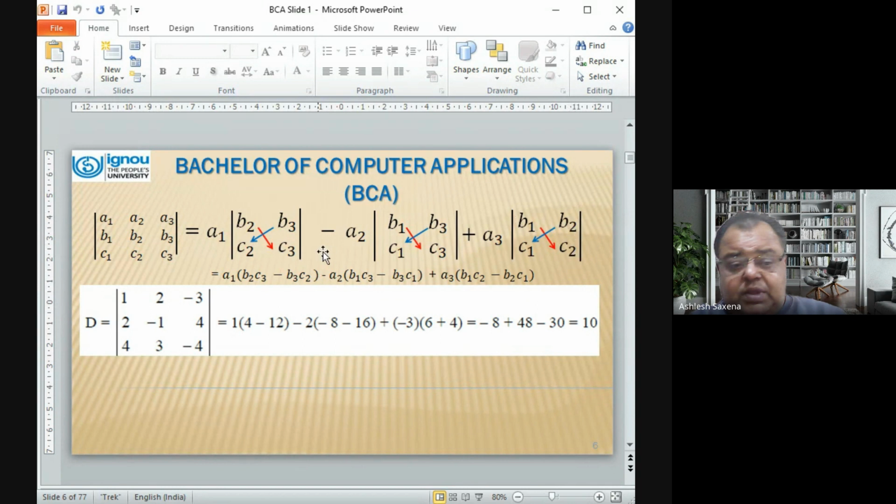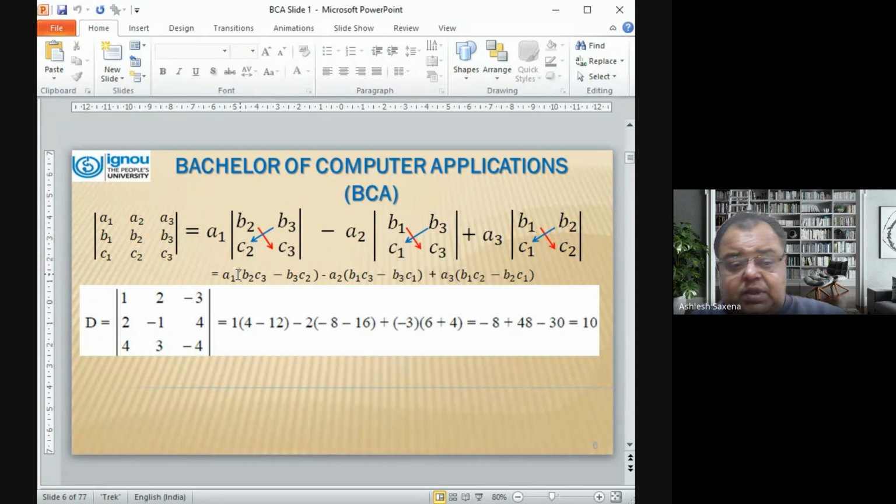Now, as I told you how to open it: write this A1 over here as it is. Multiply the top to bottom diagonal, B2, C3 minus B3, C2, or C2, B3. That doesn't make any difference. Close it with the bracket. Now pick this, minus A2 bracket B1, C3 minus B3, C1, bracket close, plus A3 bracket B1, C2 minus B2, C1, bracket close.